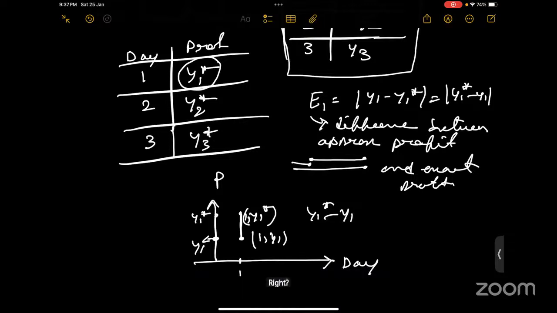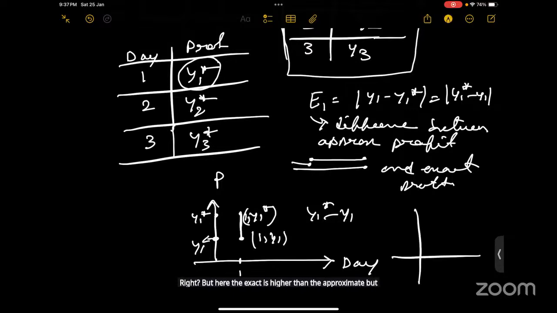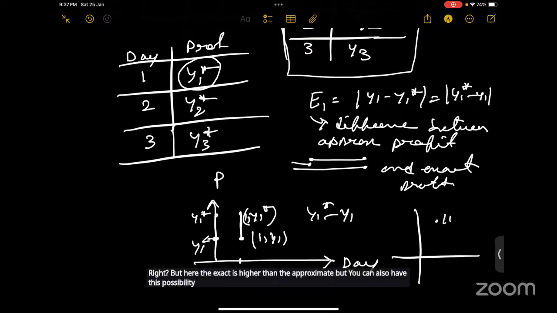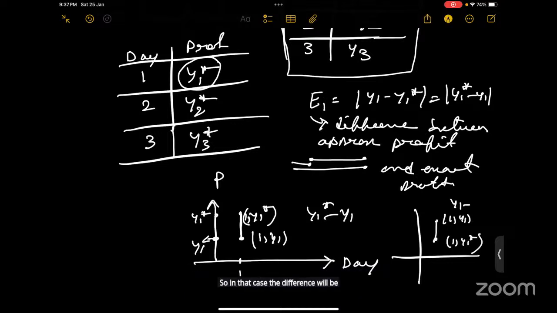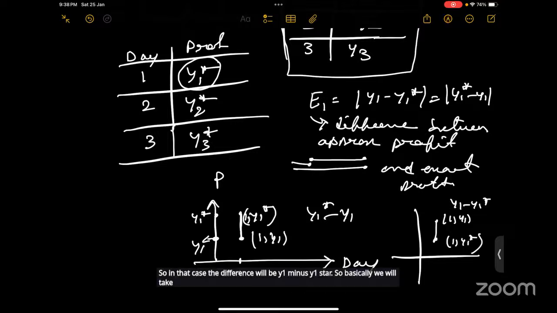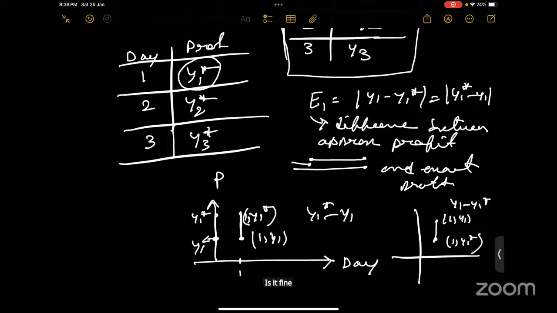Here the exact is higher than the approximate, but you can also have the possibility where the exact is lower than the approximate. In that case the difference will be y1 minus y1 star. So basically we will take the positive value, that is why I took the modulus. Is it fine? Yes, ma'am.